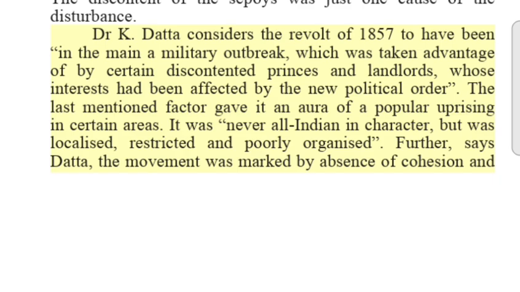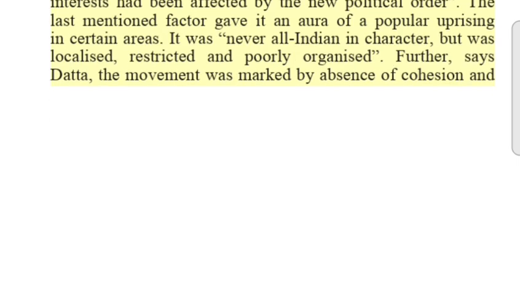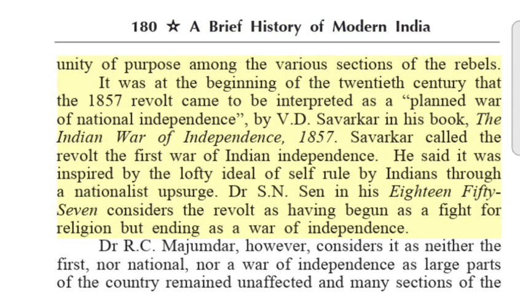It was never all Indian in character, but was localized, restricted and poorly organized. Further, says Datta, the movement was marked by absence of cohesion and unity of purpose among the various sections of the rebels.